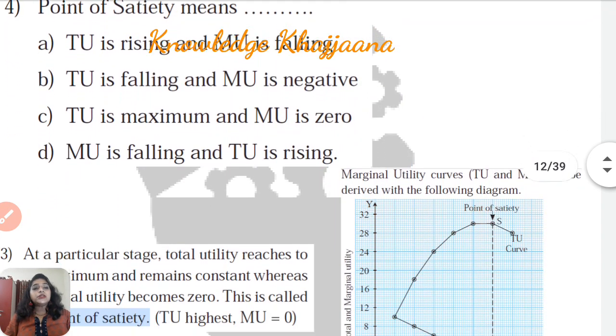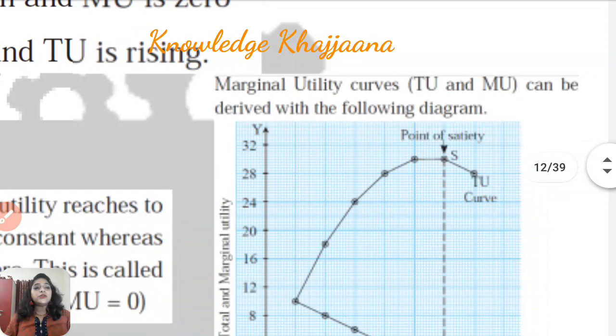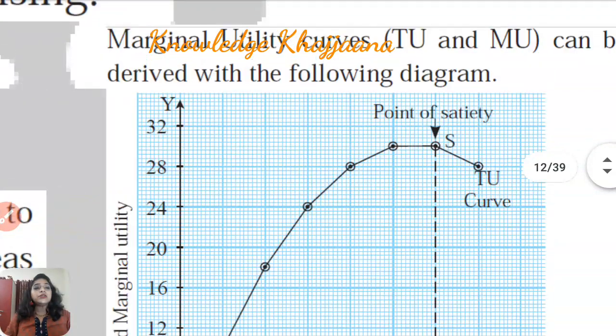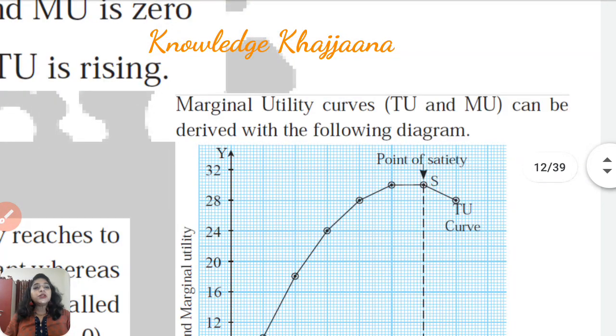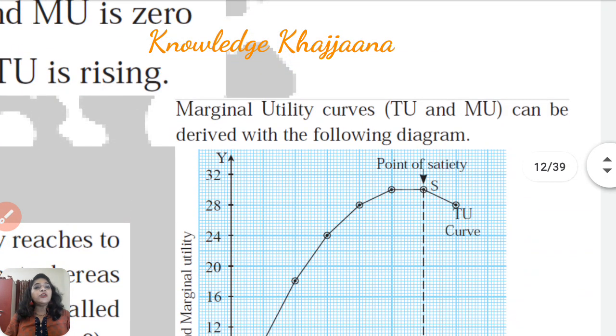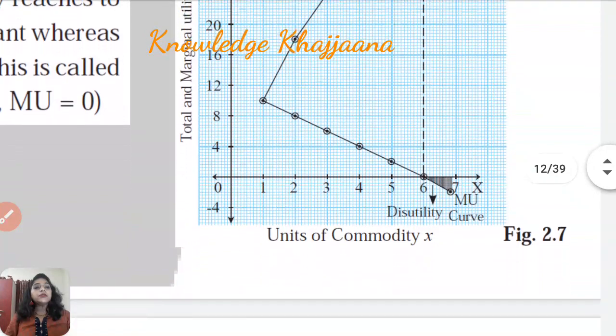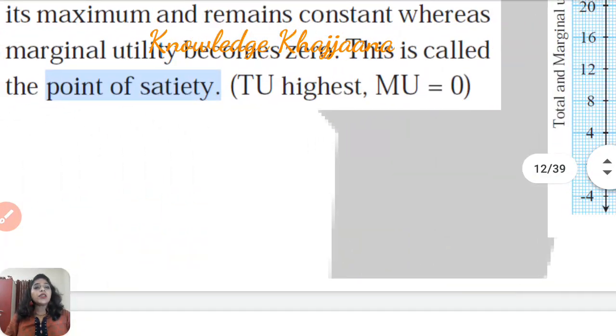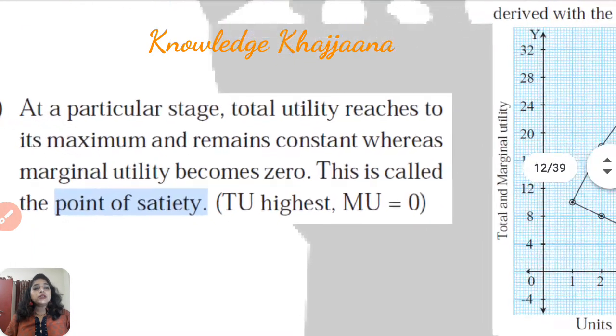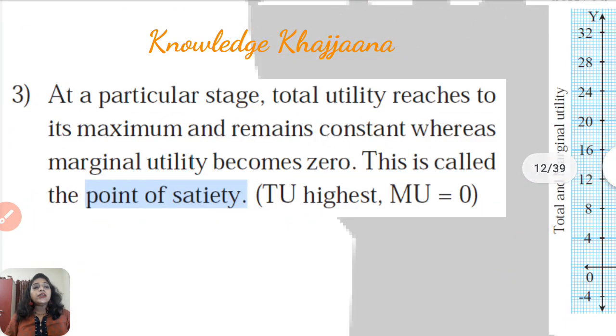When the point of satiety is achieved on the marginal utility curve, what happens? At a particular stage, total utility reaches the maximum and remains constant, whereas marginal utility becomes 0. This is called the point of satiety.